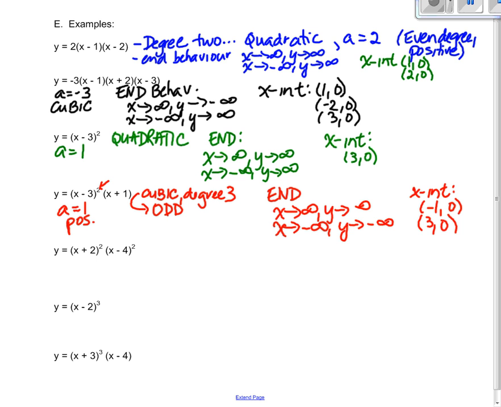The next one. If I were to expand y equals x plus 2 squared, x minus 4 squared, I would end up with a quartic.